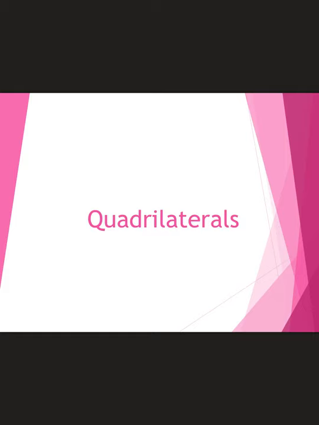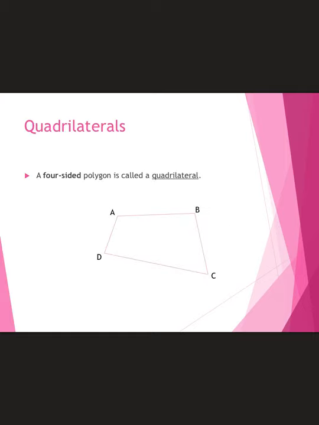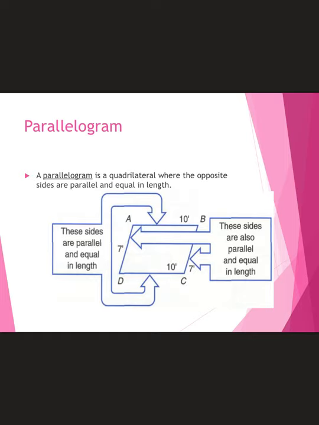So let's take a look at quadrilaterals. A quadrilateral is a four-sided polygon. So here we have a figure ABCD. This would be called quadrilateral ABCD. A parallelogram is a quadrilateral where the opposite sides are parallel and equal length. So here you can see that side AB is equal to side DC and side BD is equal to side BC. So these sides are also going to be parallel and equal in length.